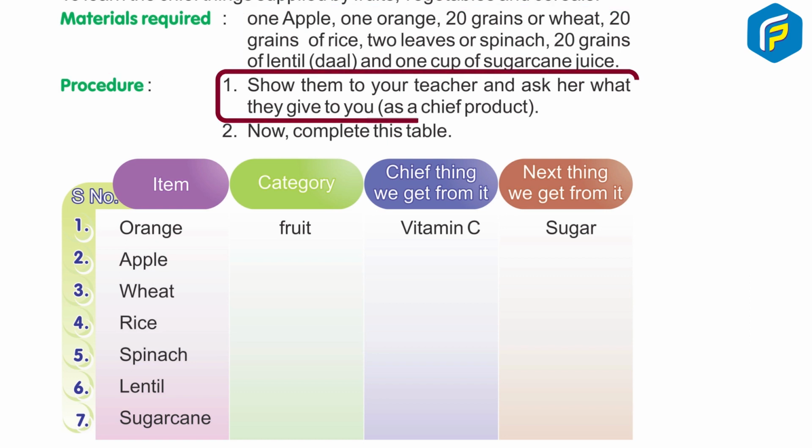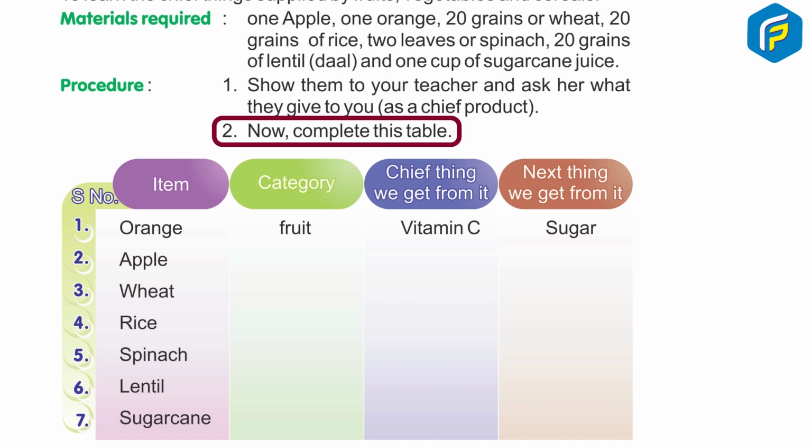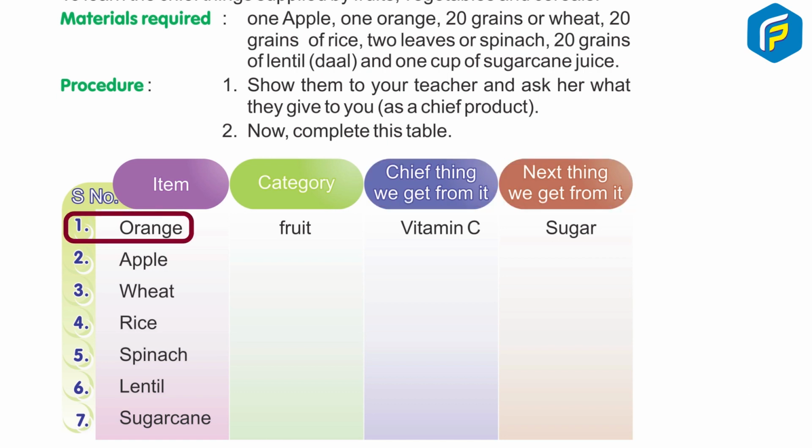Procedure. 1. Show them to your teacher and ask her what they give to you as a chief product. 2. Now complete this table. Serial number, item, category, chief thing we get from it, next thing we get from it. 1 orange, fruit, vitamin C, sugar. 2 apple, 3 wheat, 4 rice, 5 spinach, 6 lentils, 7 sugarcane.